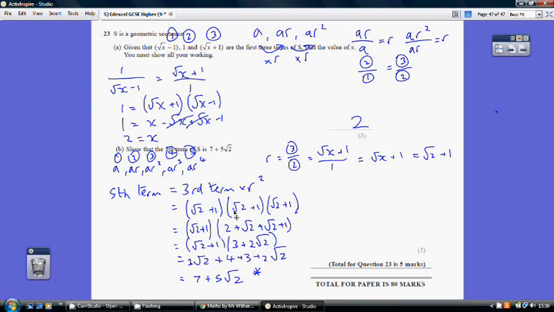So multiplying out this second pair of brackets, I get this, which simplifies to 3 plus 2 root 2. Then multiplying out this pair of brackets, I get this, which simplifies to my 7 plus 5 root 2.